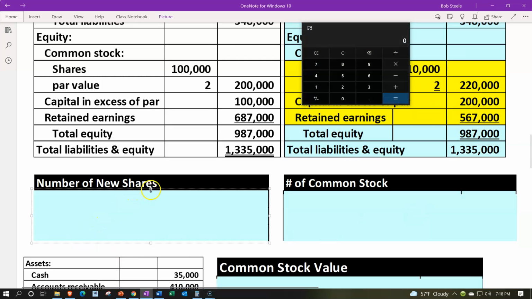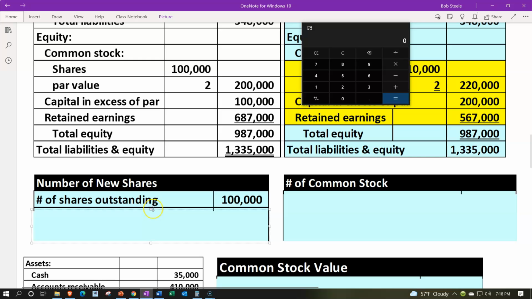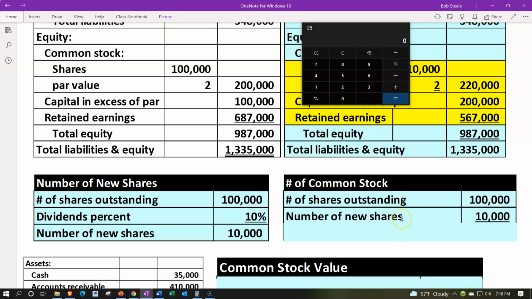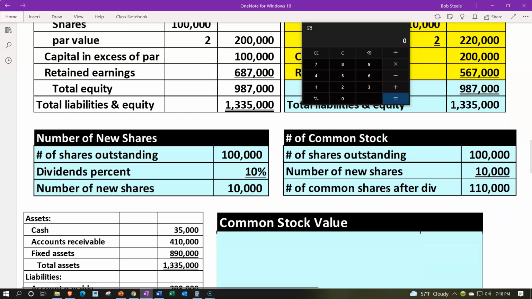We're going to say, okay, the number of new shares that are going out. We had 100,000 shares before. That was where we stood last time. And then we're saying it's going to be a 10% dividend. So 100,000 times 10% is 10,000. So we got 10,000 new shares that are going out. That means, of course, that the number of shares that are going to be out there is going to be the 100,000 plus the new shares of 10,000. That means that the shares that are now out there are going to be 110,000.